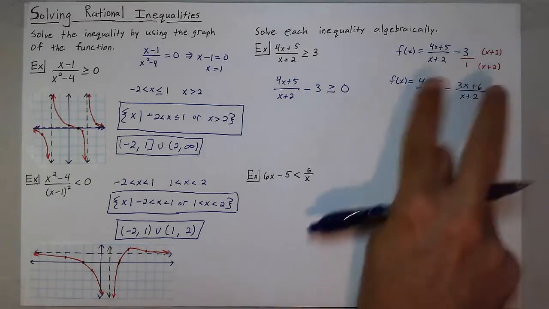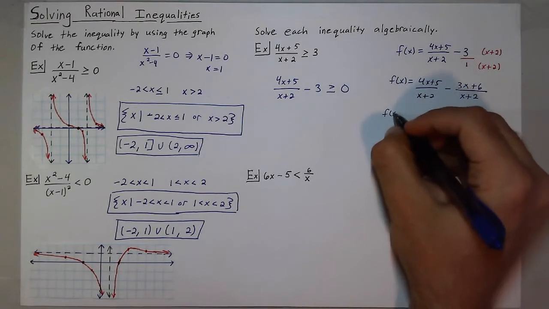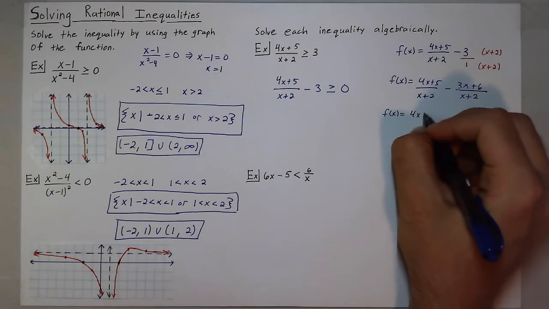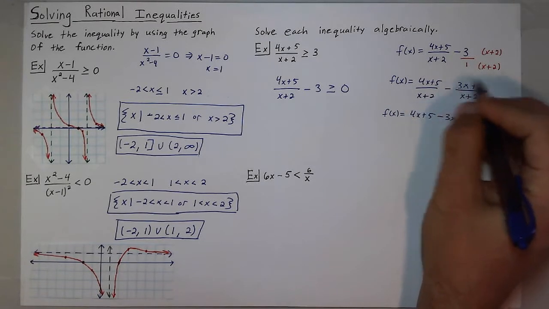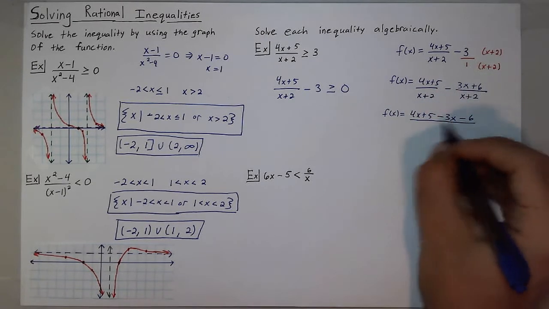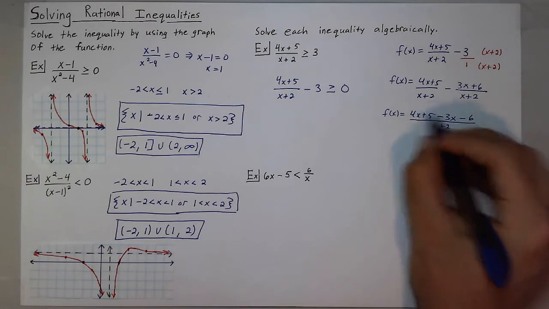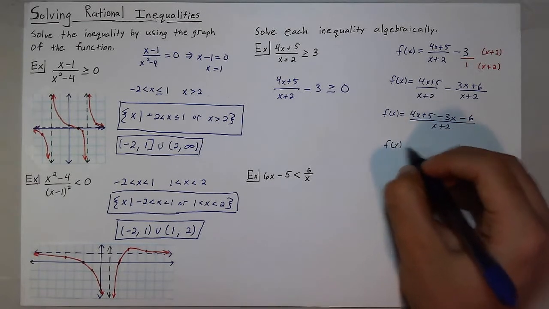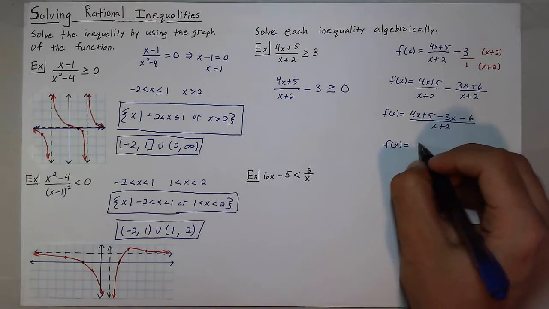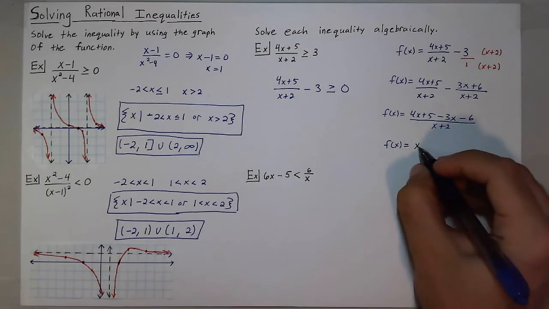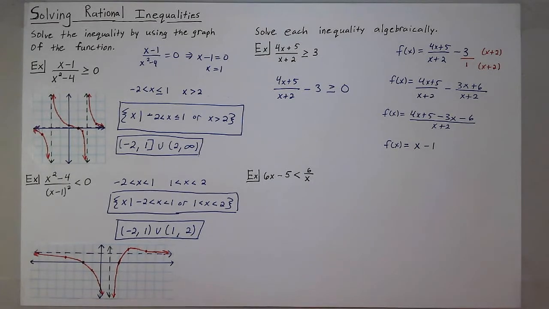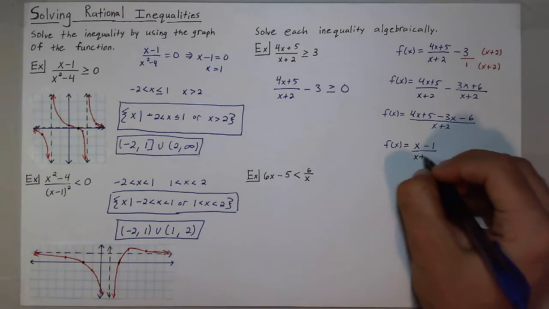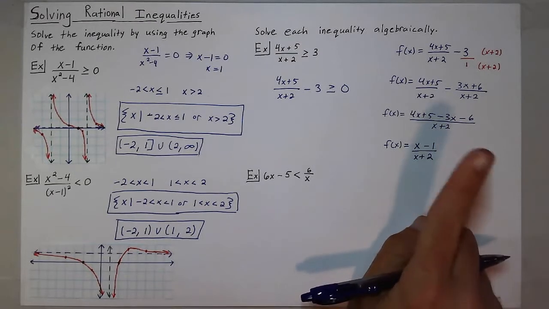Combining them into one fraction, I can get 4x plus 5 minus 3x and minus 6, because that negative would distribute to both terms, all over x plus 2, so 4x minus 3x is x, and 5 minus 6 is negative 1. So x minus 1 over x plus 2. So when is that greater than or equal to 0?